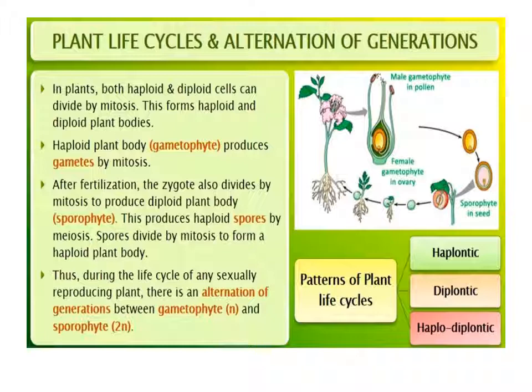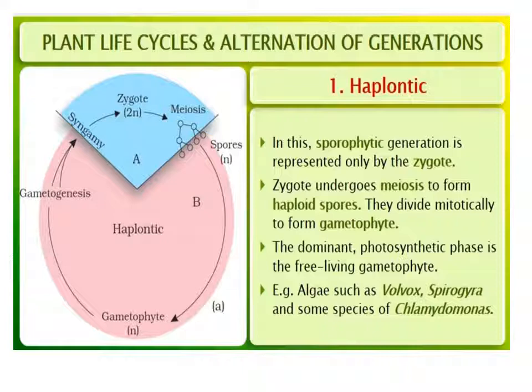Thus, during the life cycle of any sexually reproducing plant, there is an alternation of generation between gametophyte, haploid, and sporophyte, diploid. Patterns of plant life cycle are of three types: haplontic life cycle, diplontic life cycle, and haplodiplontic life cycle. Haplontic life cycle. In this, the sporophytic generation is represented only by the zygote. The zygote undergoes meiosis to form haploid spores. They divide mitotically to form the gametophyte.